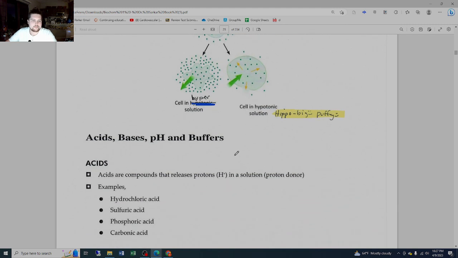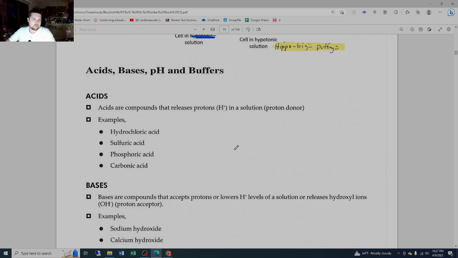Okay. Continuing on with more reviews: acids, bases, pH, and buffers. A lot of people tend to struggle with this sort of stuff. So we'll use very specific definitions for acids and bases, and we want to make sure that we keep those solid because there are actually different definitions for acids and bases depending on what textbook you're referencing.